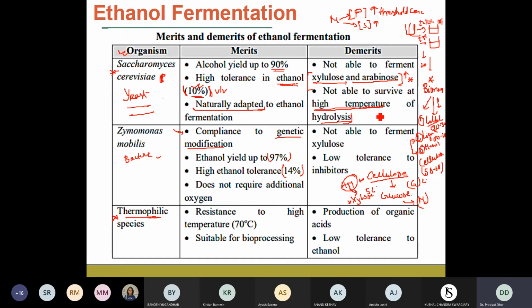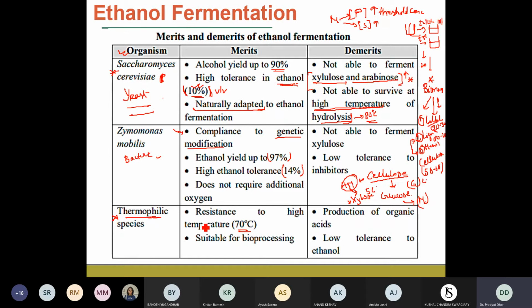Okay, and then there is the high temperature of the hydrolysis. Generally, hydrolysis is carried out at a high temperature of, for example, 70 or 80 degrees Celsius. For the hydrolysis, we require this amount of temperature. At that temperature, we cannot simultaneously hydrolyze and carry out the fermentation. Because of this, thermophilic species are used, which are resistant to high temperature, about 70 degrees.